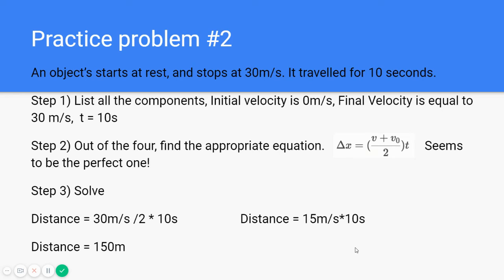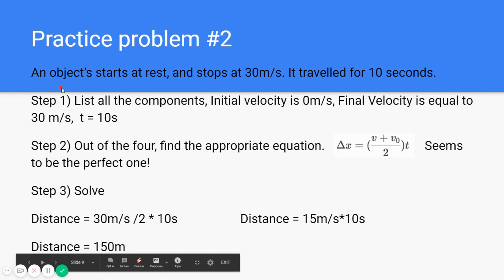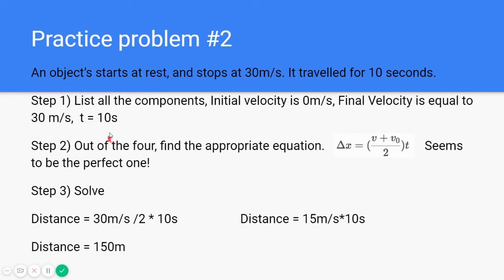Practice problem number 2. An object starts at rest and stops at 30 meters per second. It's traveled for 10 seconds. So when you see something says an object starts at rest, just assume that initial velocity is equal to 0. So step 1, list all the components. Initial velocity is equal to 0 meters per second, final velocity is equal to 30 meters per second, and t is 10 seconds.